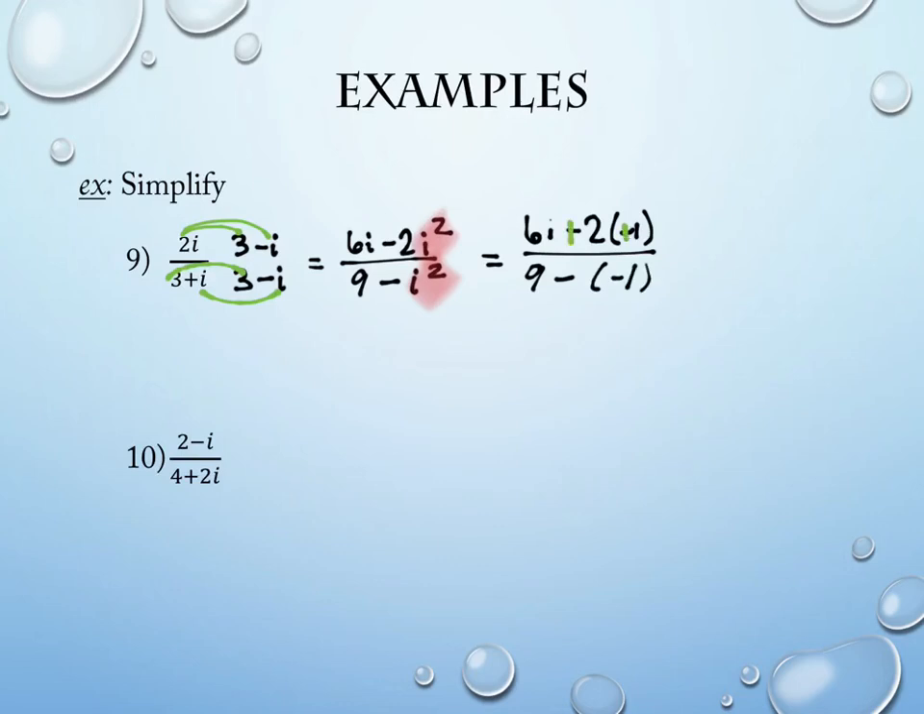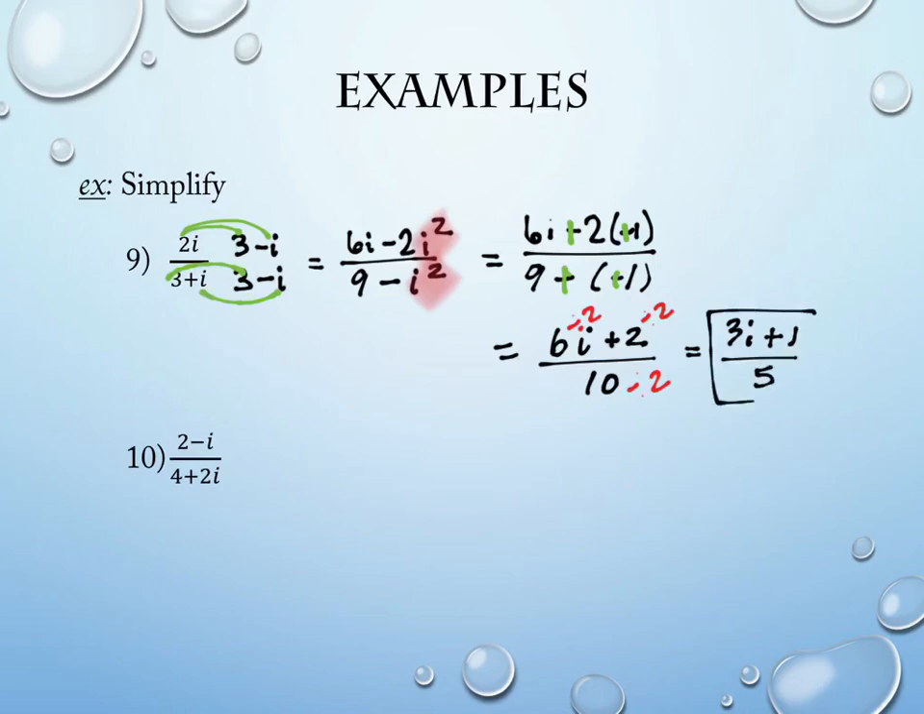So minus and negative in both cases will end up being positives, right? So on the top I have 6i plus 2, and on the bottom I have 9 plus 1, or 10. Notice on this one though, they're all even. I can divide each of my terms by 2. So my last step will be to simplify and do just that. So 6i divided by 2 would be 3i. 2 divided by 2 would be plus 1. And then 10 divided by 2 would be 5.